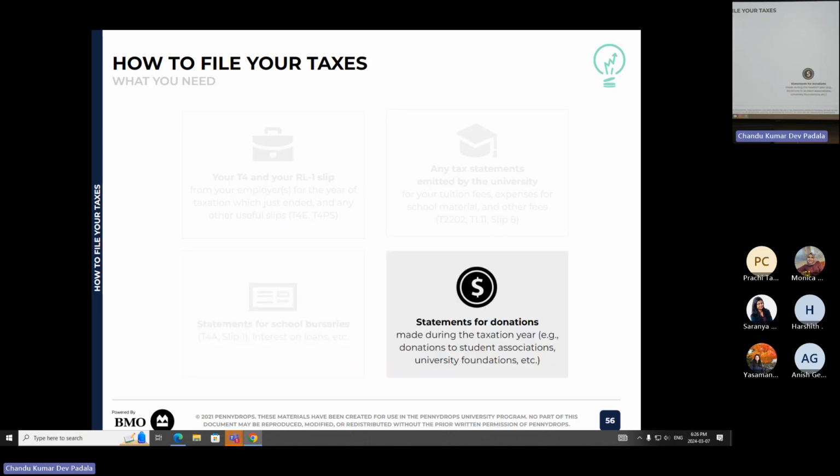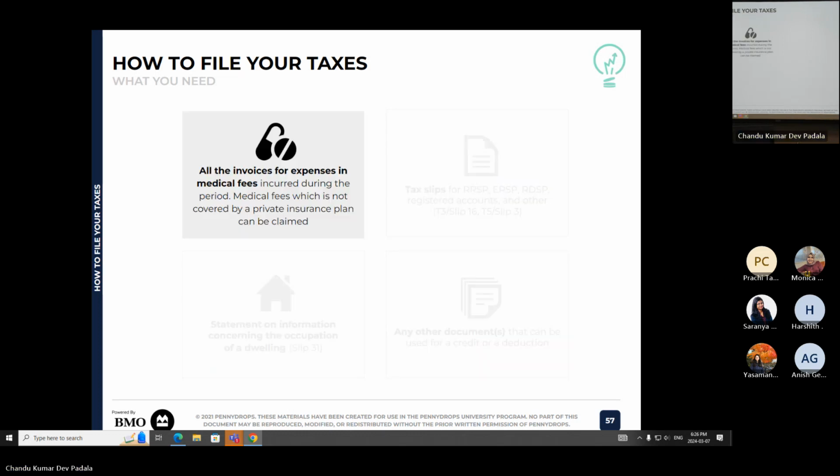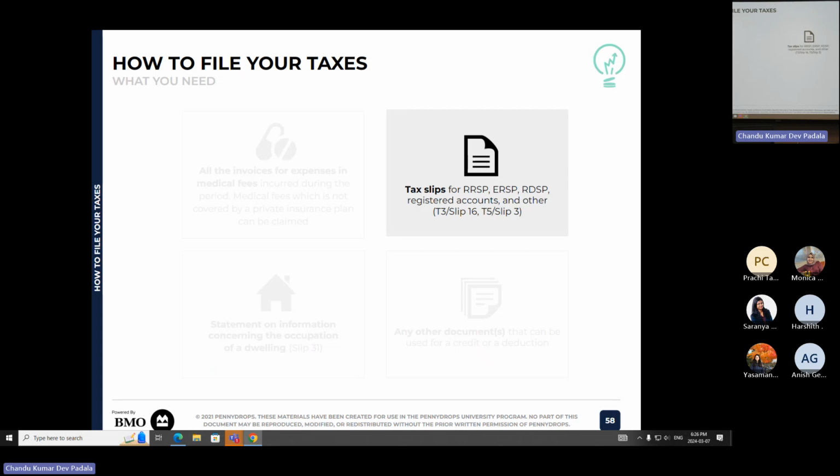Also donations. If you donate any money, that's considered a deduction from your income. So just think of anything you did last year. If you made any donations, you can ask the organization you donated to for a tax slip so you can deduct that money. Medical fees, this probably doesn't apply to a lot of you, but if you do have medical fees, they can be deducted in some cases.